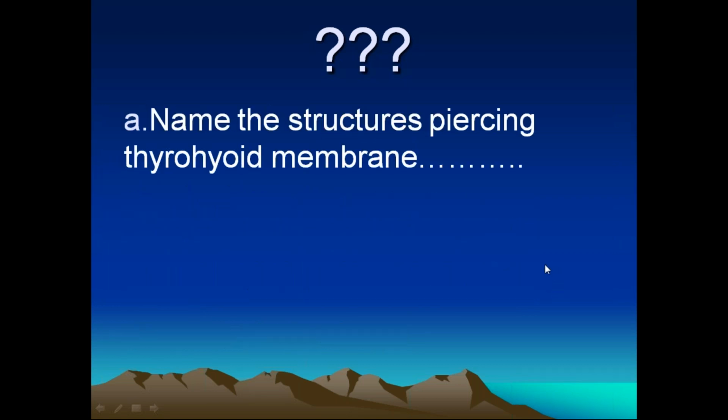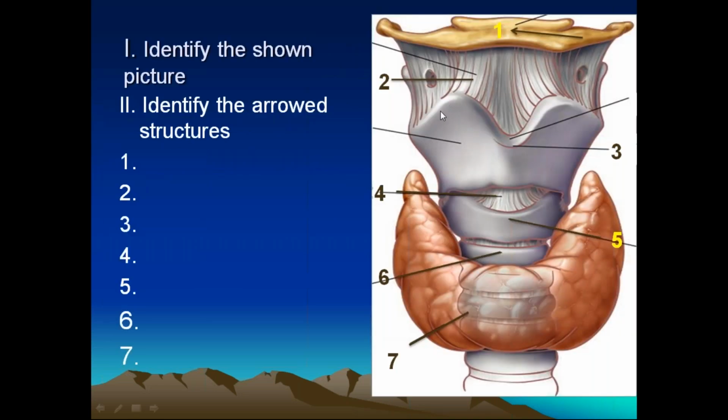Name the structures piercing the thyrohyoid membrane. This is the third question. So remember, I'll ask at the end. Now identify the shown picture. What is this picture? This picture indicates which part of the midline structure of the neck, and identify the arrowed structures.